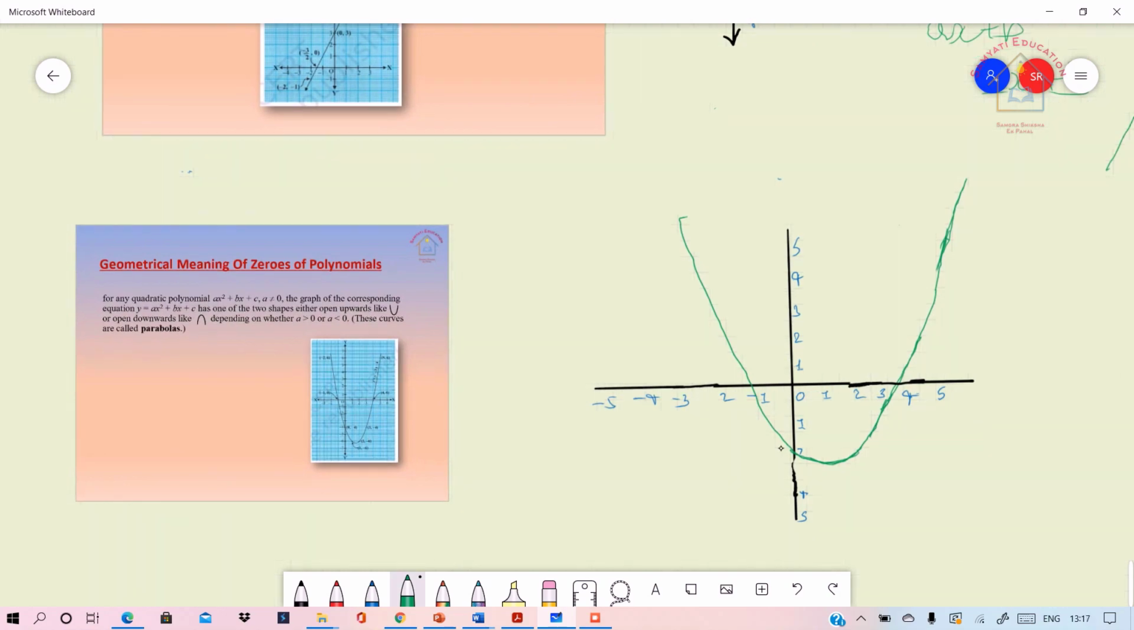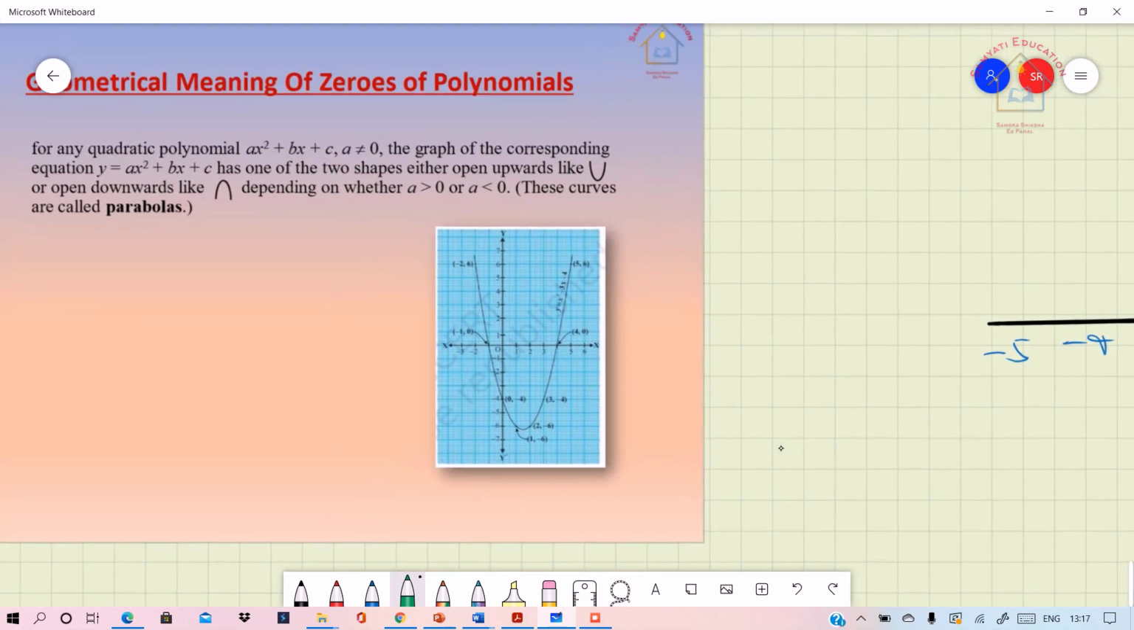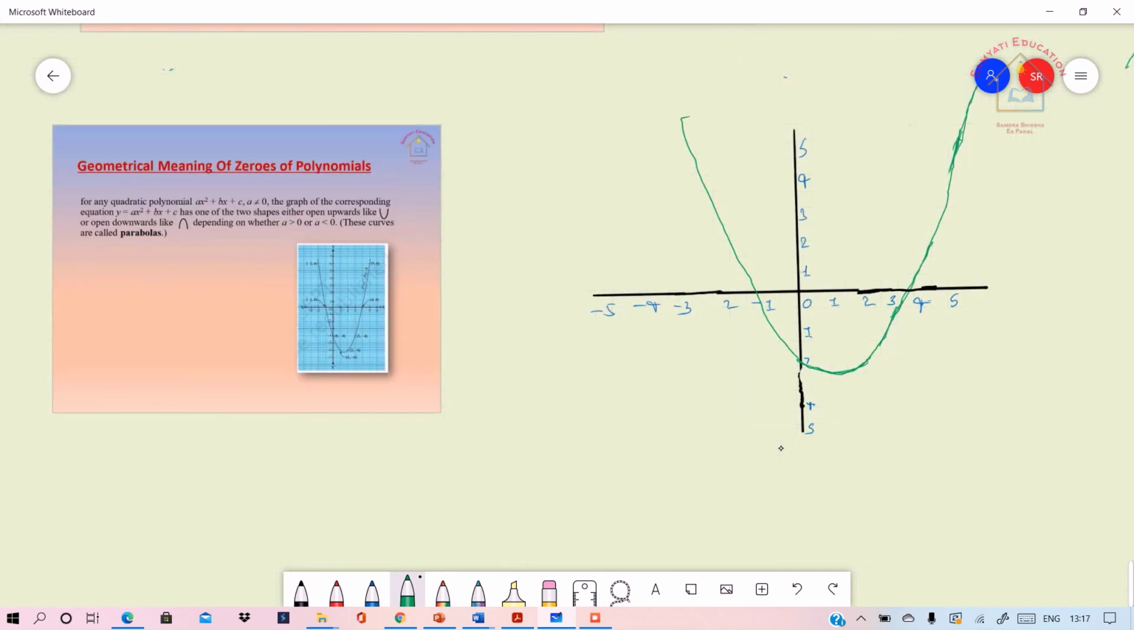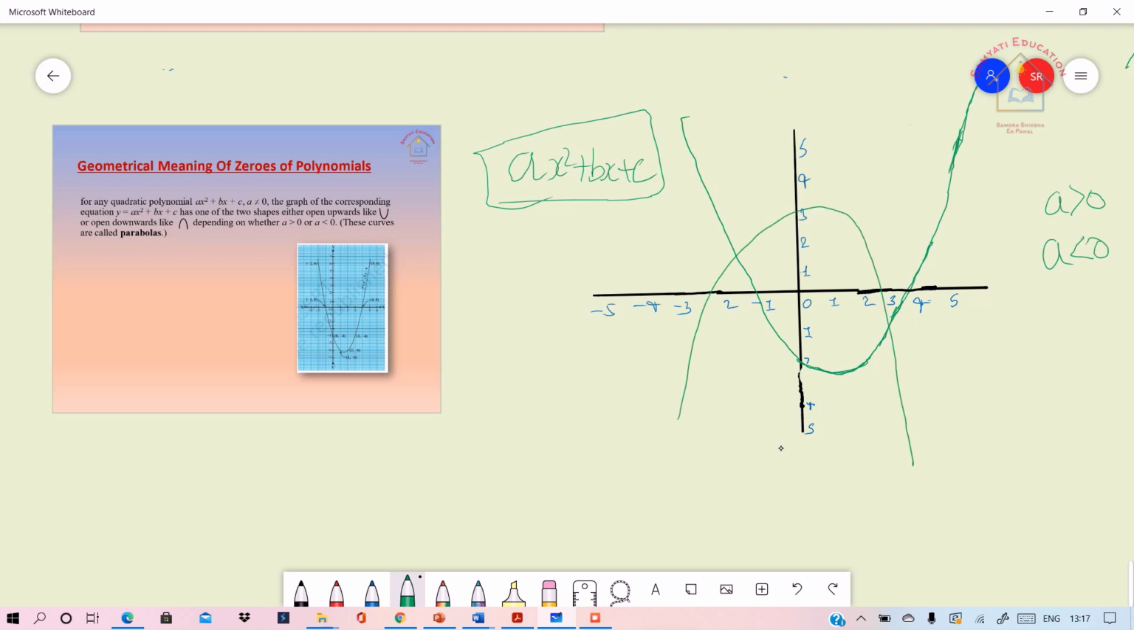Similarly, if we talk about the geometrical representation of a quadratic polynomial, of the form ax square plus bx plus c, which is the general form of a quadratic polynomial, then it will be a parabola. If a is greater than 0, it will show an upward parabola, and if a is less than 0, then a downward parabola. So the geometry of a quadratic polynomial is a parabola. All the points lying on this parabola will satisfy this equation.